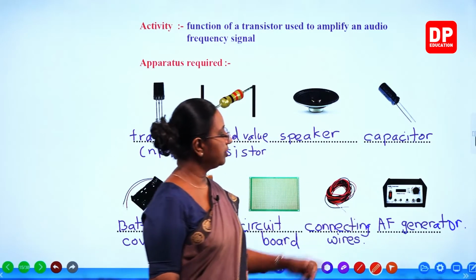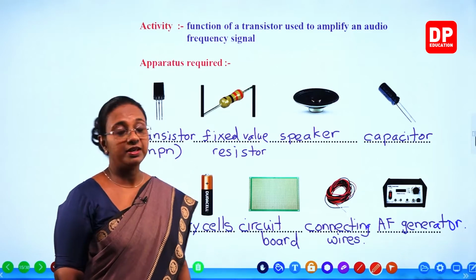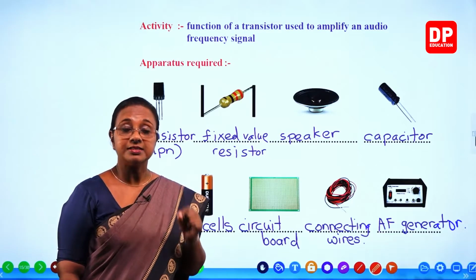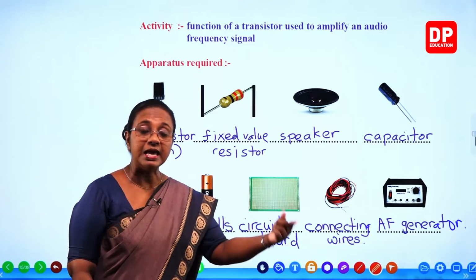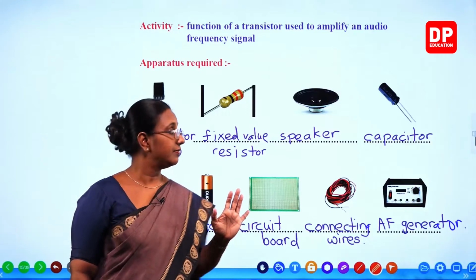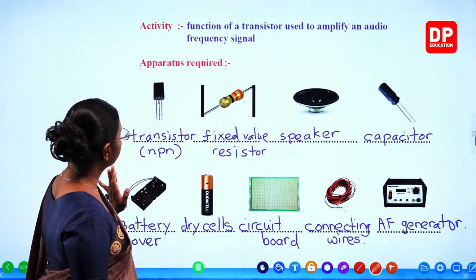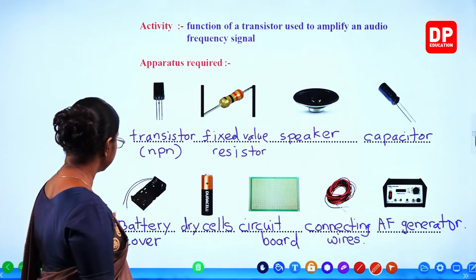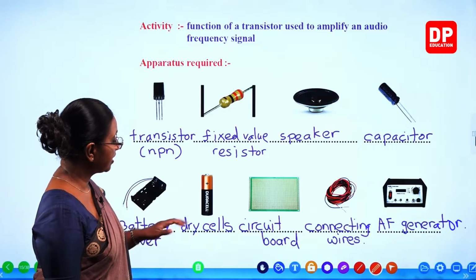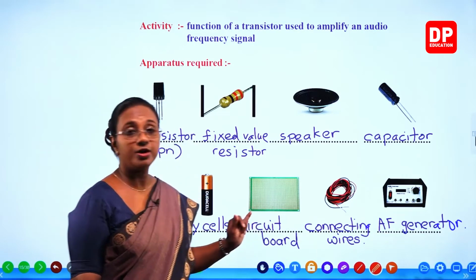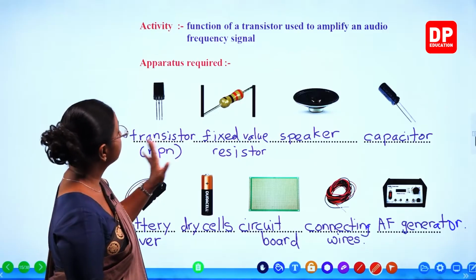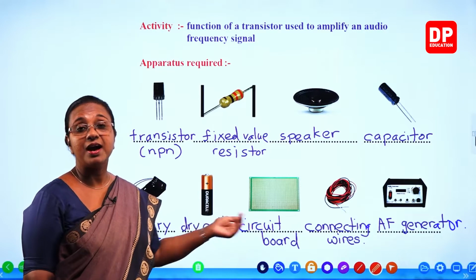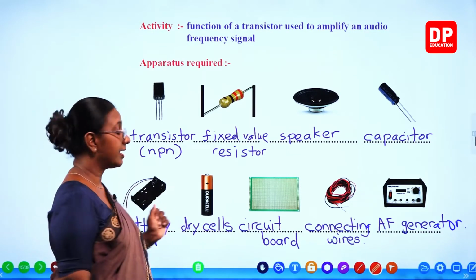Now, if we cannot use the audio frequency generator, we can use a small microphone to which we make a sound, so that it will be amplified in the output circuit. Either way, we can use the circuit. So, a transistor is needed, a fixed value resistor, a speaker, capacitor, battery cover, then dry cell, circuit board, connecting wires and audio frequency generator. So these are the apparatus required for the activity. I will move on to the next slide where I discuss the method of the activity.